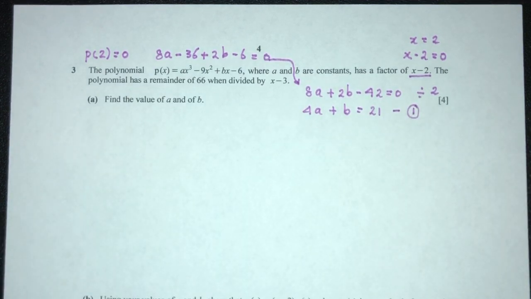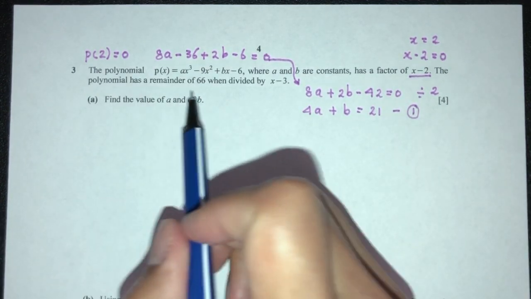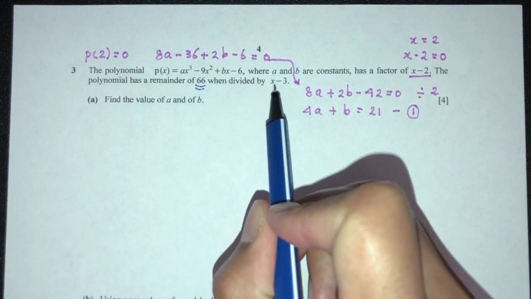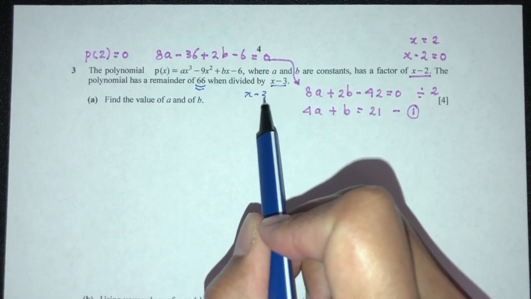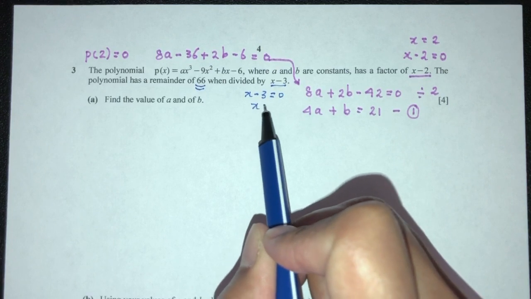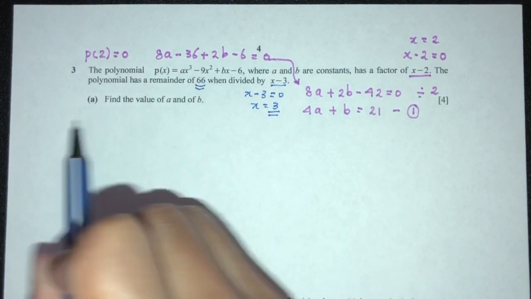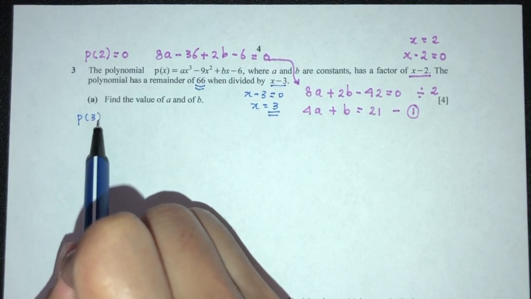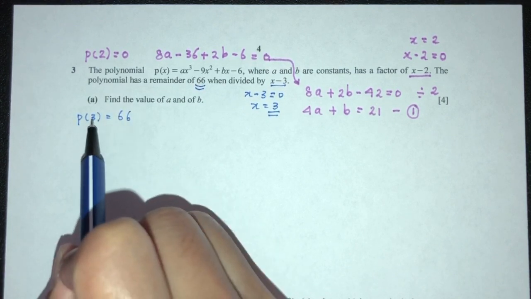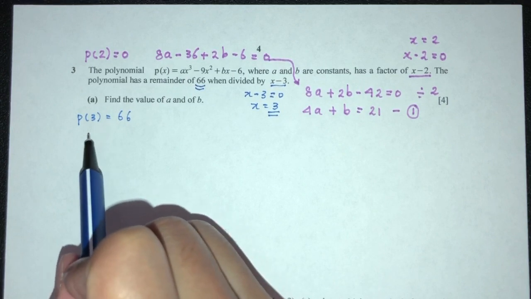Now, what else? So here we have the remainder is 66 when you divide by this one, which means equate that to 0, which means the value of x is 3. So when the value of x is 3, the remainder will be 66. So that will be p of 3 will be 66. Replace back in your equation, you will have 27a.